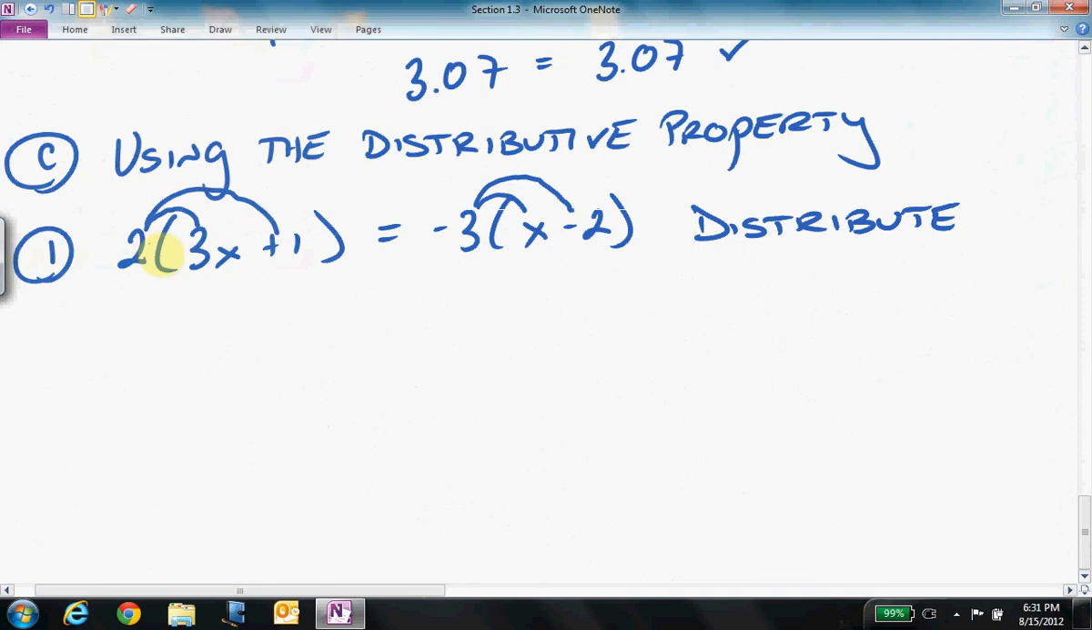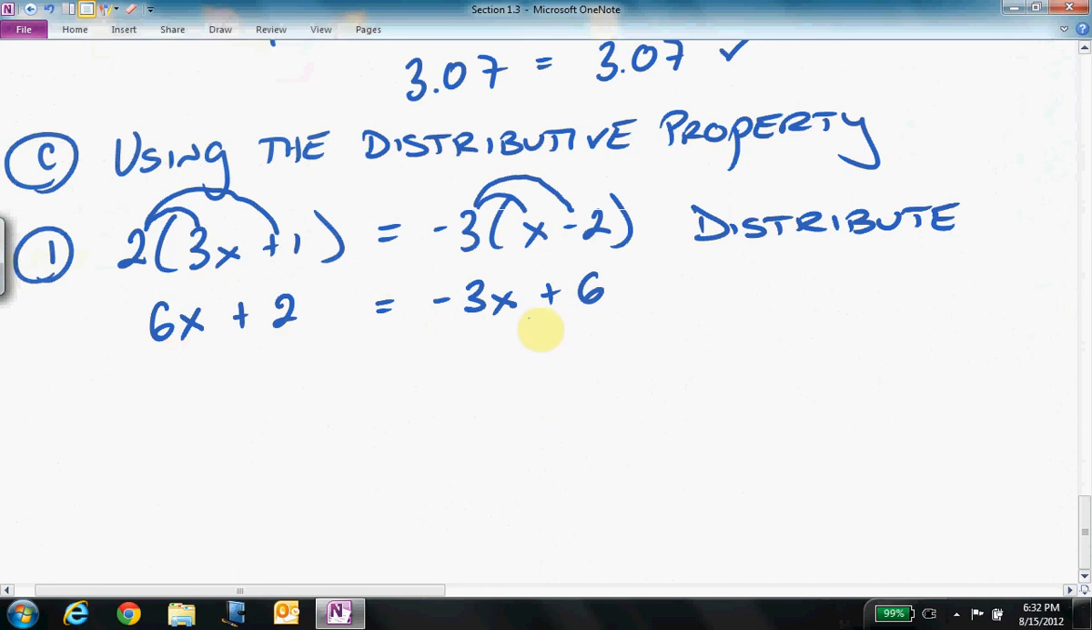And so we're multiplying 2 times the first term. So 2 times 3x gives me 6x. 2 times the second term, 2 times 1, gives me 2. Negative 3 times x, or 1x, gives me negative 3x. Negative 3 times negative 2 gives me positive 6. Negative times a negative is a positive.